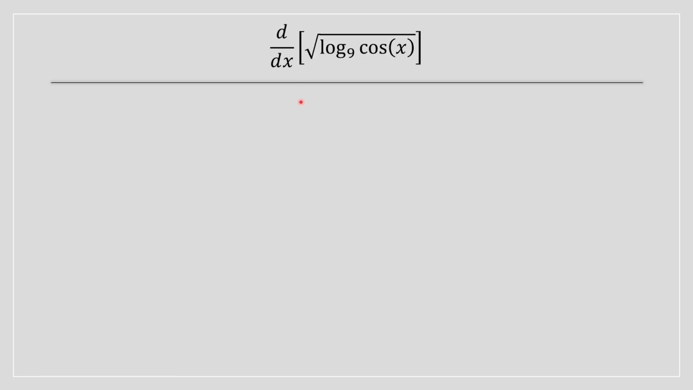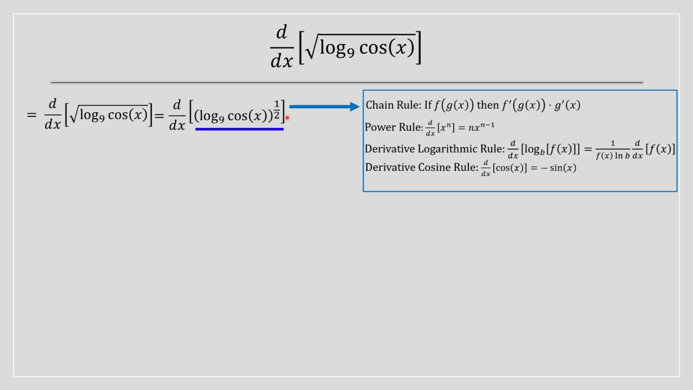Question 59, and the first step is, don't get scared by the square root. The first step is always replacing the square root with a 1 divided by 2 as an exponent, okay? Now, once we've done that, we could apply the chain rule over here. And the reason why I have to apply the chain rule is because we have a function within another function. And the f is basically this 1 divided by 2, and the g of x is this ln 9 cos of x, basically, okay?